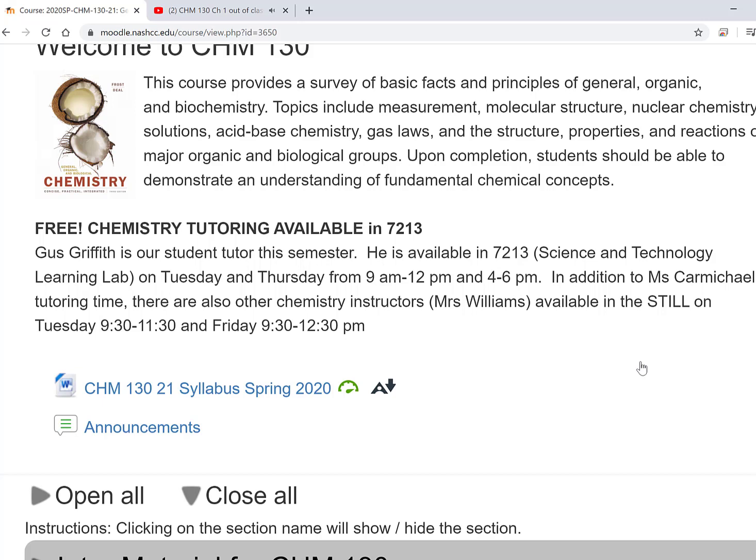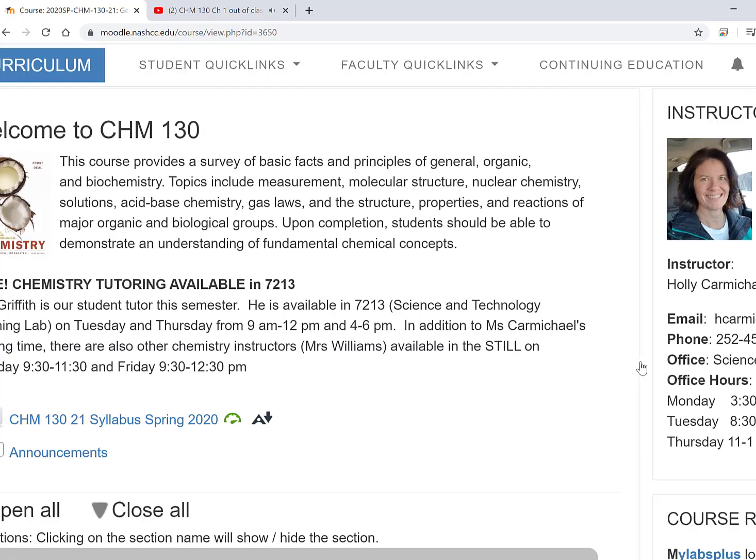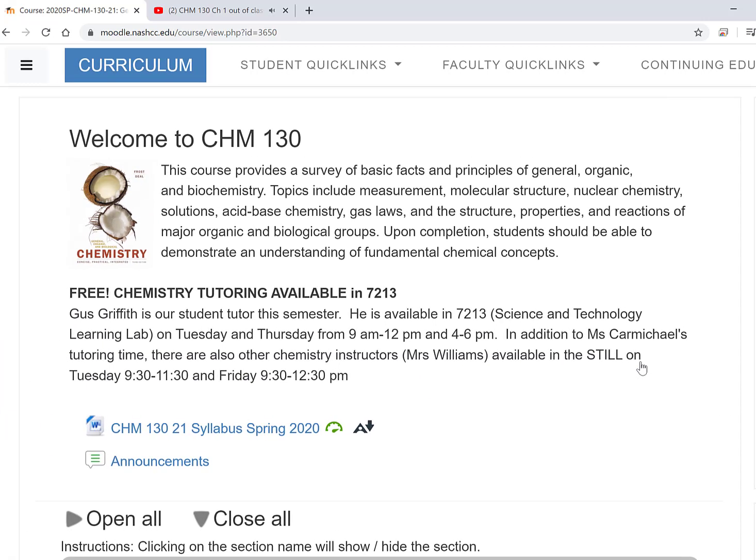Okay, so when you go in, they'll have you sign in. We just try to keep a record of how many students use that room and make sure that it's useful for students as well. Okay, so I do have that posted. That's at the very top in the Chem 130.